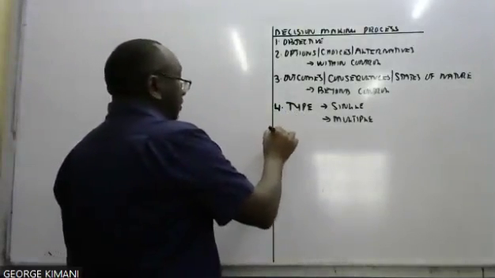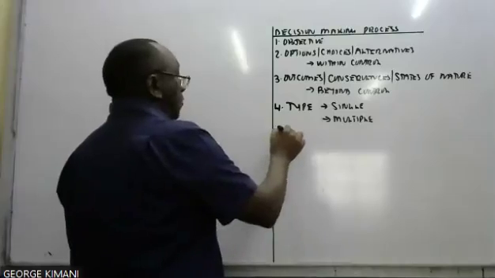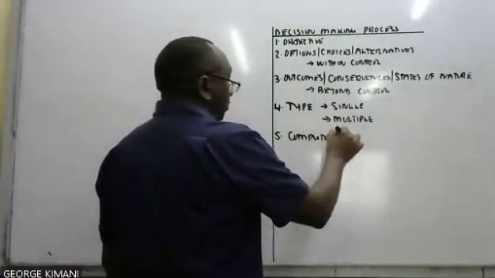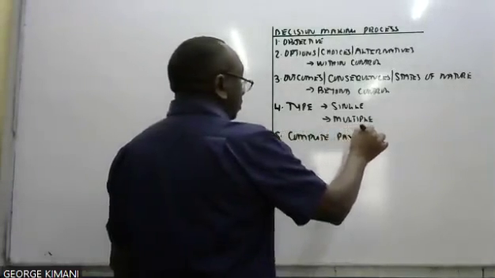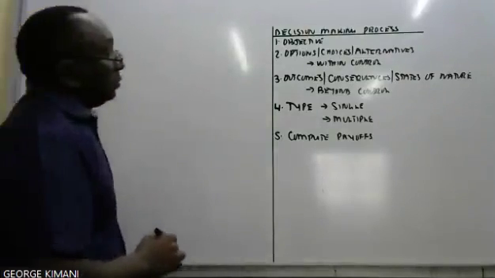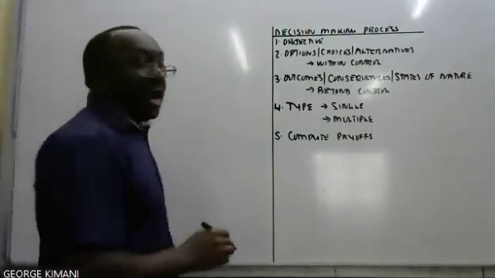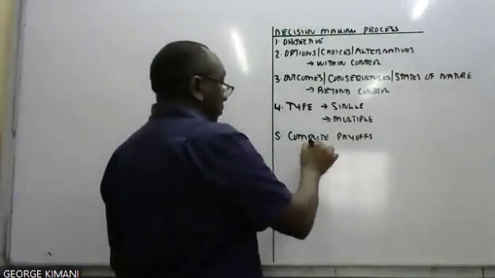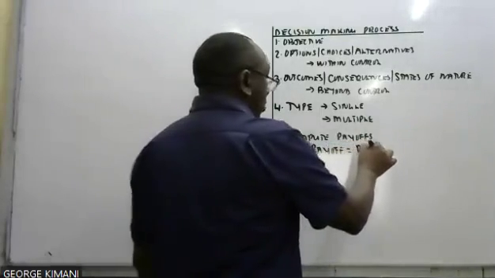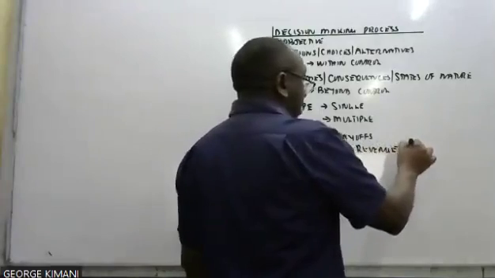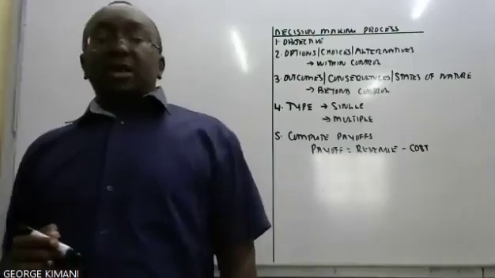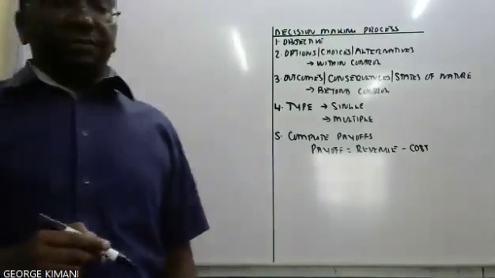Number 5 is where you compute the payoffs. Now, payoffs is the other word for profits. And this is simply the revenue minus the costs. The revenue minus the cost. That is what we call the payoff.